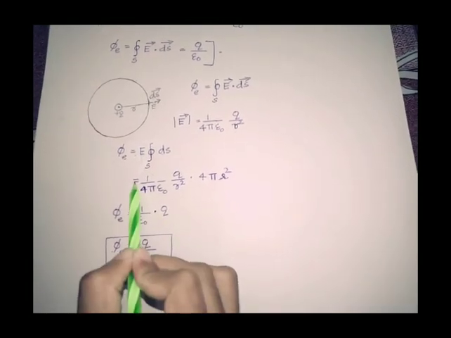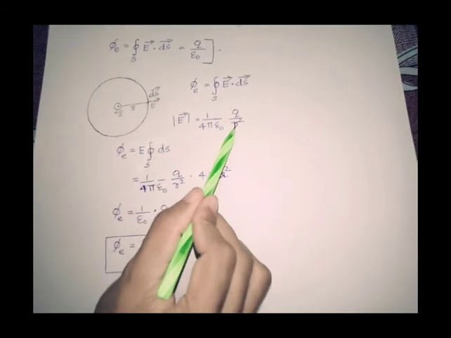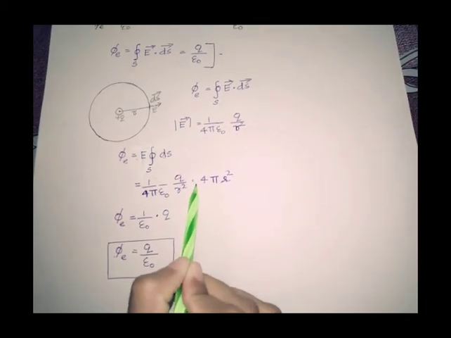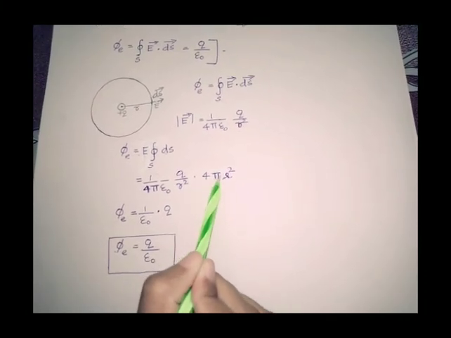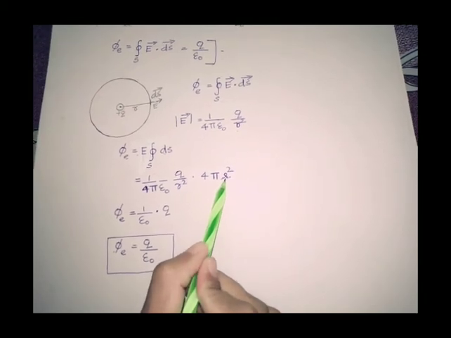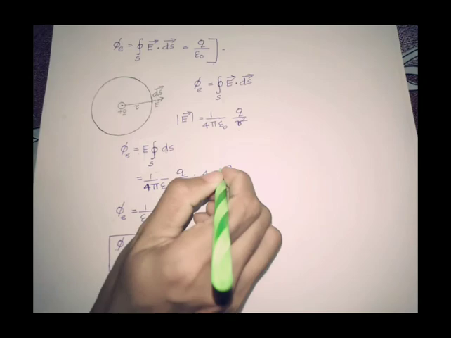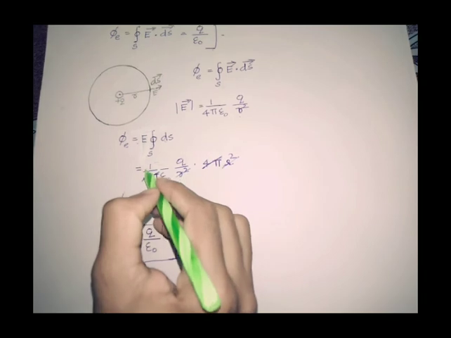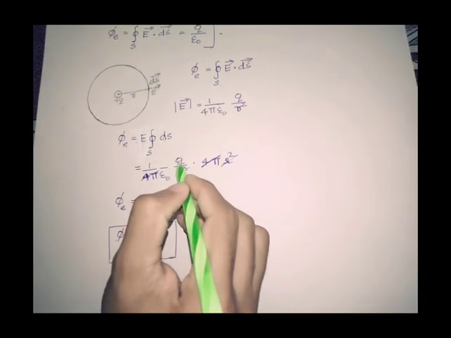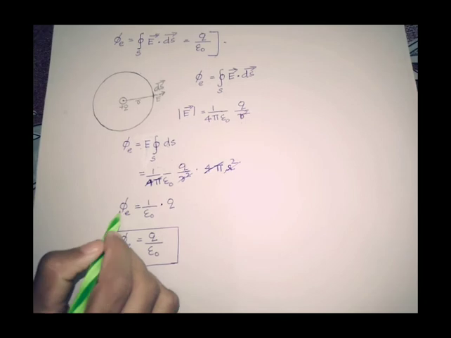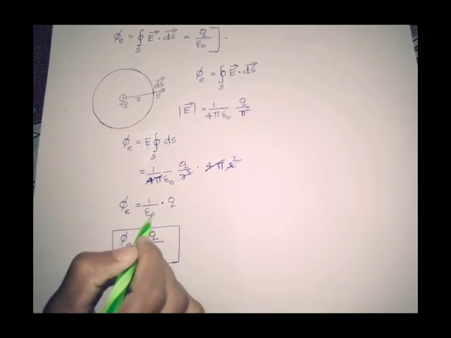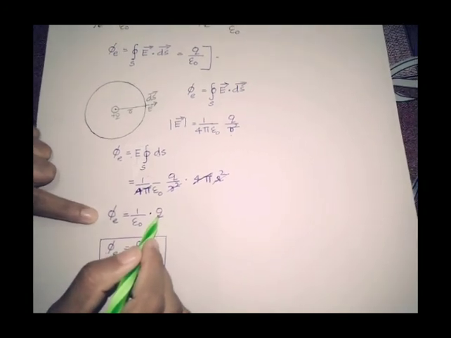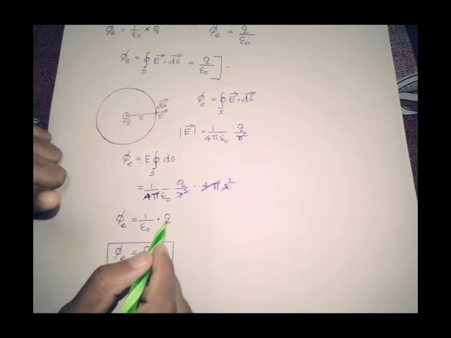We discussed that E is 1 by 4 pi epsilon 0 times q by r square. Equating, we get 1 by 4 pi epsilon 0 times q by r square multiplied by the surface area, that is 4 pi r square. We can cancel 4 pi and r square, and we get 1 by epsilon 0 into q. So electric flux is equal to 1 by epsilon 0 into q. We get the final equation, that is Gauss's theorem.